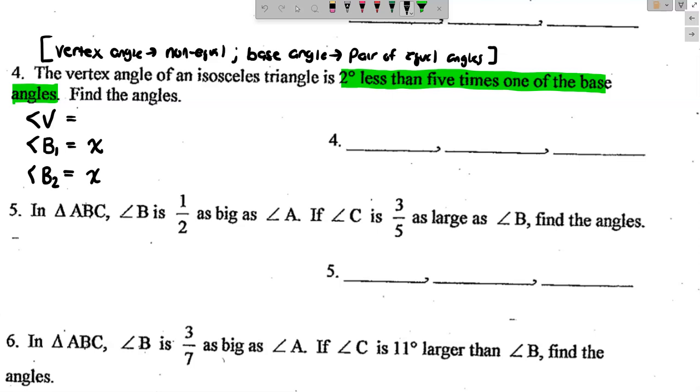Now we can create an expression for the vertex because it is 2 less than 5 times one of those bases. So it'll be 5x minus 2. Remember, when we say 2 less, we're subtracting 2 away. So there is our setup.